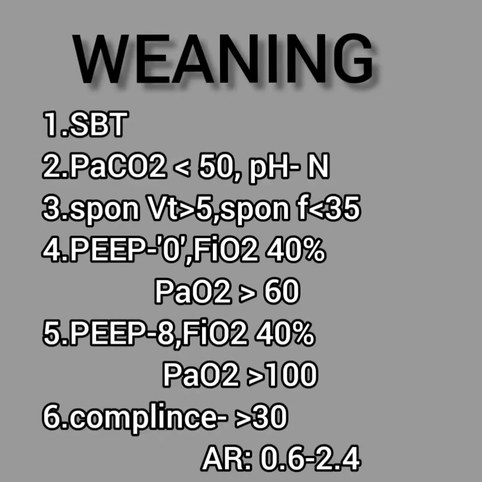Spontaneous frequency should be less than 35 per minute, and with 0 PEEP and 40% FiO2, PaO2 should be more than 60 mm Hg on ABG. With 8 centimeters of H2O PEEP and 40% FiO2, PaO2 should be more than 100 mm Hg, and compliance should be more than 30 ml per centimeter of H2O, and airway resistance should be 0.6 to 2.4 centimeters H2O per liter per second. So how to wean off the patient?